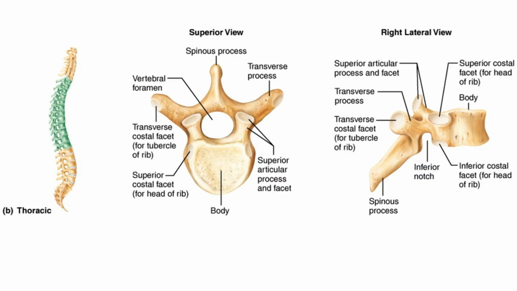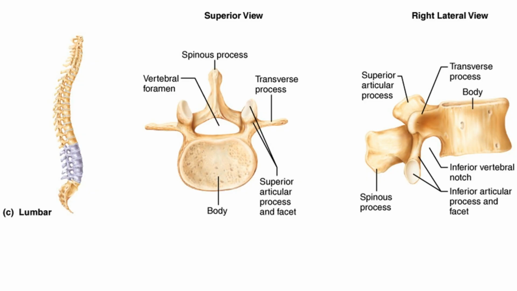Thoracic vertebrae. Long spinous process, oriented downward. No transverse foramen. Lumbar vertebrae. Massive body. Short, thick, more horizontal spinous processes. No rib facets. No transverse foramina. Superior and inferior articular processes present.